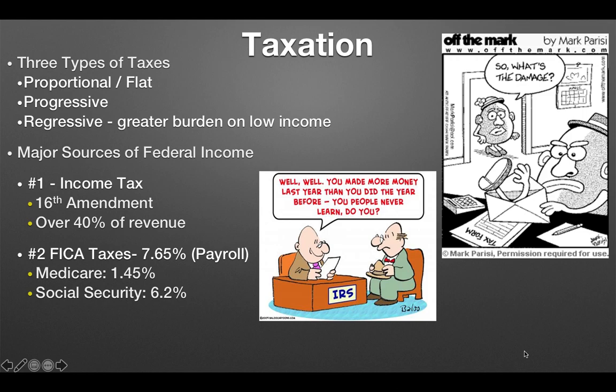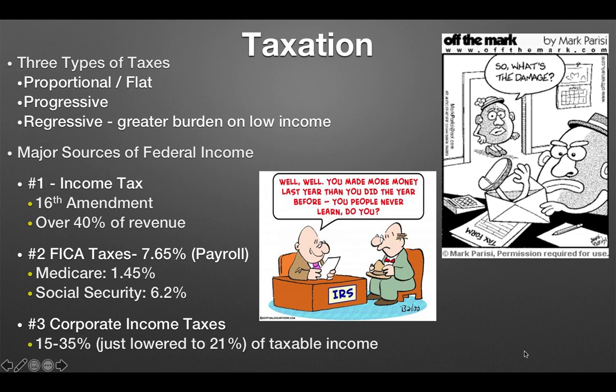7.65% is from that FICA tax, so that the federal government can fund Medicare and Social Security and other entitlement programs. You also have corporate income taxes. That is 15 to 35%, just lowered to 21% of all taxable income. And so that corporate income tax is not just a personal income tax that individuals pay, but also large corporations have to pay a tax as well. And that's been lowered under Trump's administration.